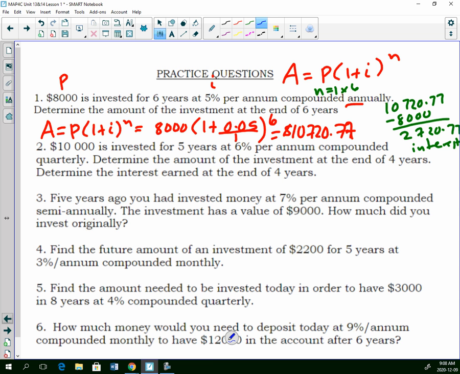These questions that I have here are from your guide, right? So they're in the guide, so I'm just kind of going through them. 5 years ago, you had invested money at 7%. The investment has a value of 9,000. How much did you invest originally? So in this question, you're looking for P. Okay. So they're asking you what did you start with, and now you have 9,000 at the end.